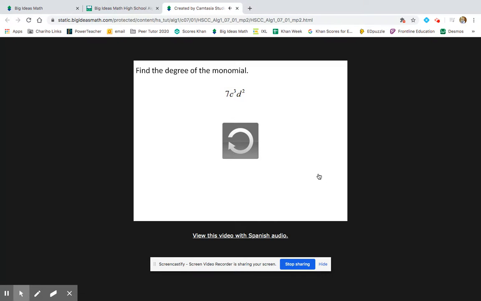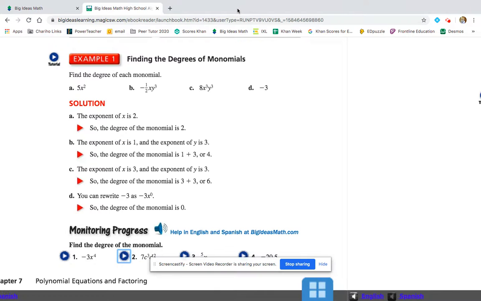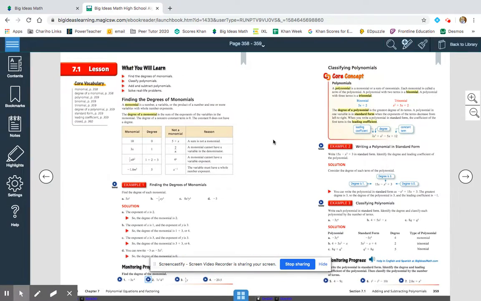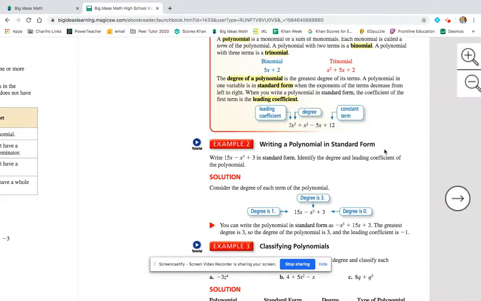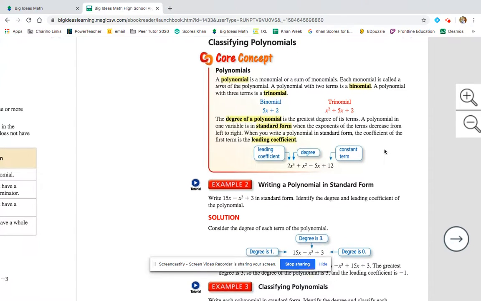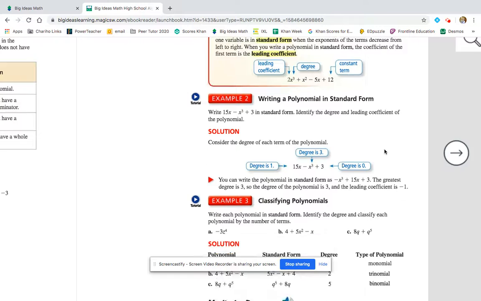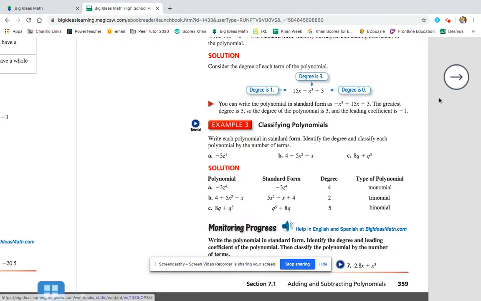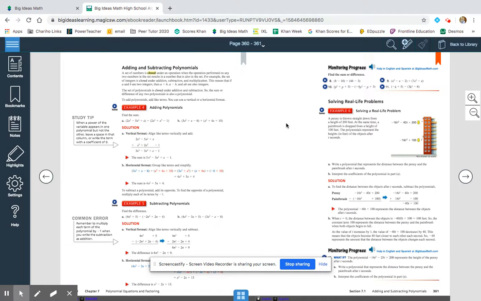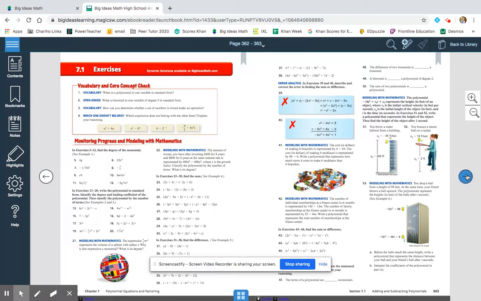Those videos are super short and super robotic, but they're pretty to the point, so we can utilize those too while we're away. Over here, they talk about standard form, degree, types of polynomials, constant term, leading coefficient. So those are good examples to look at. In a little while, you're going to be doing a Canvas quiz, like a scavenger hunt of your ebook. We did adding and subtracting, and then there's a couple real life problems.